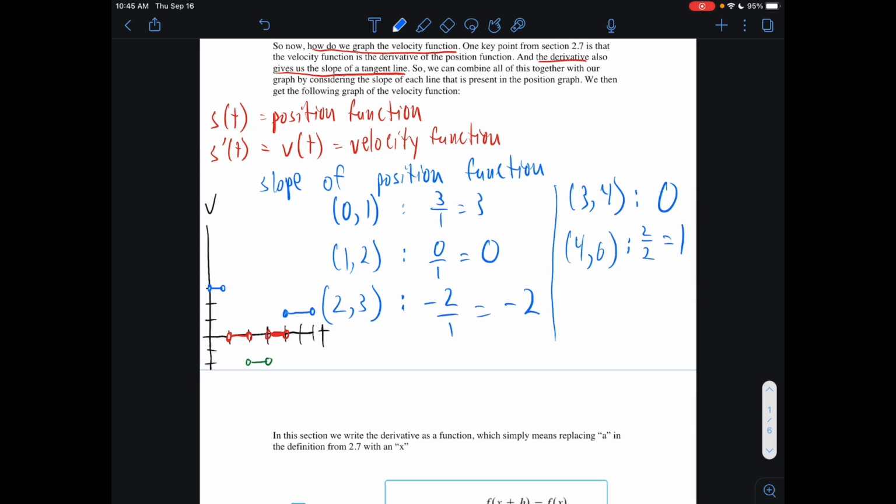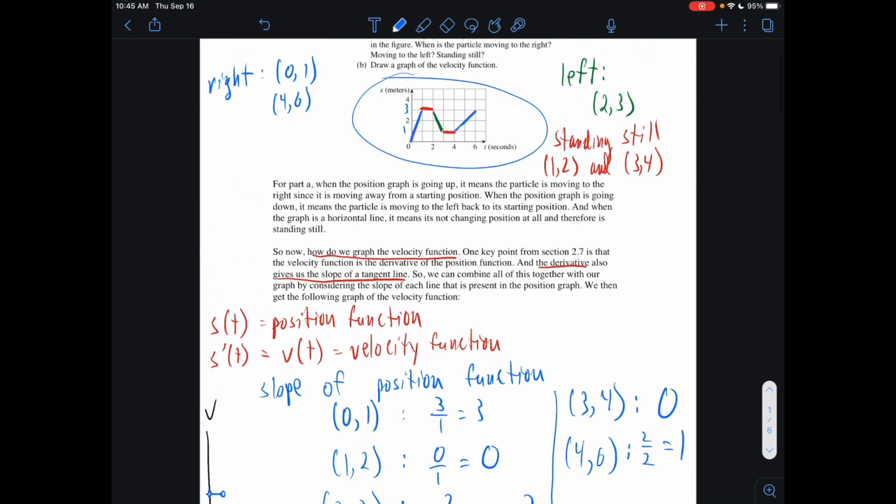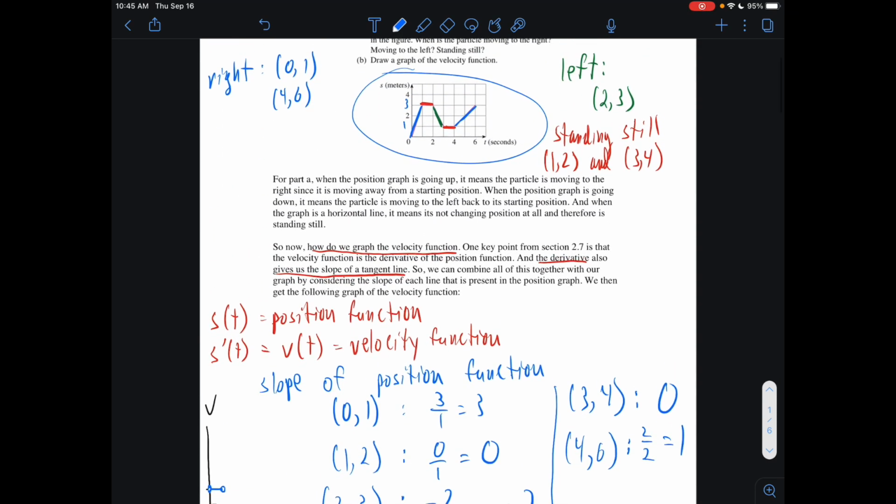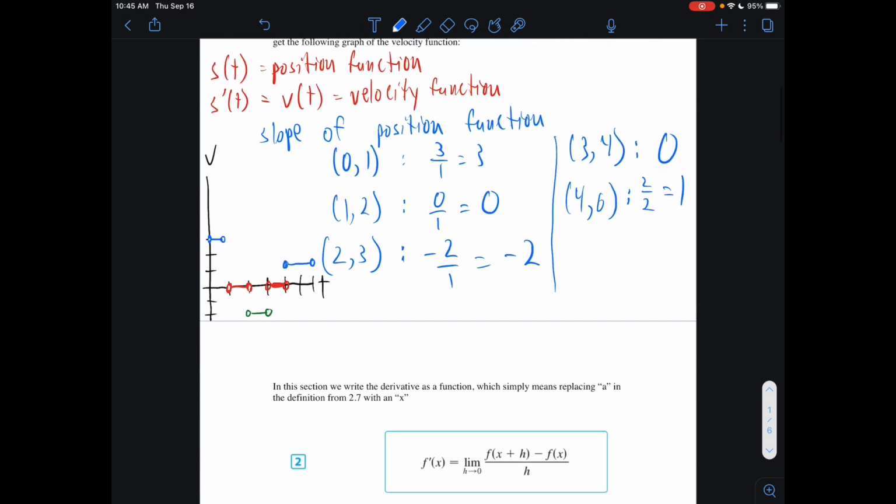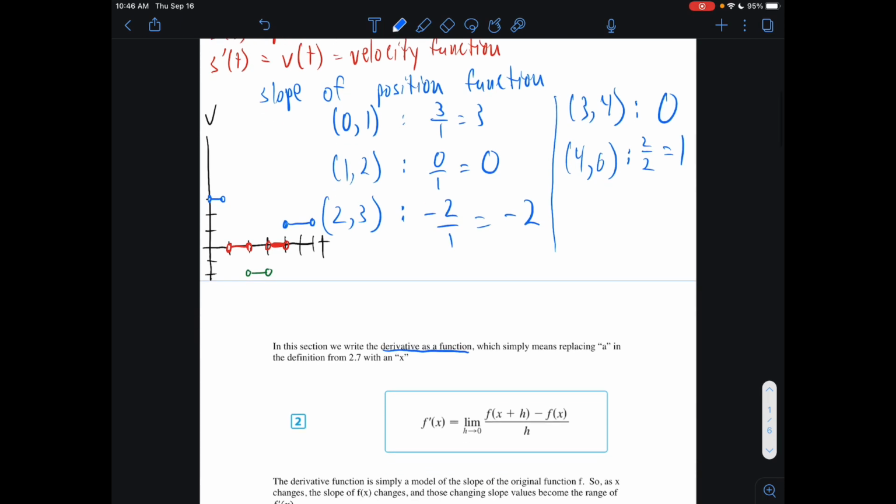But the key takeaway from this is that the graph of the velocity function relates to the slopes that we recognized in our position function, the rates of change in that function. So what we do now in section 2.8 is we write the derivative as a function, which simply means taking the a that was the derivative at a point in the definition in section 2.7 and replacing that with an x.